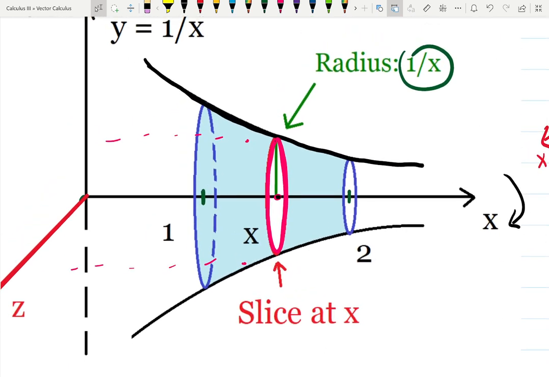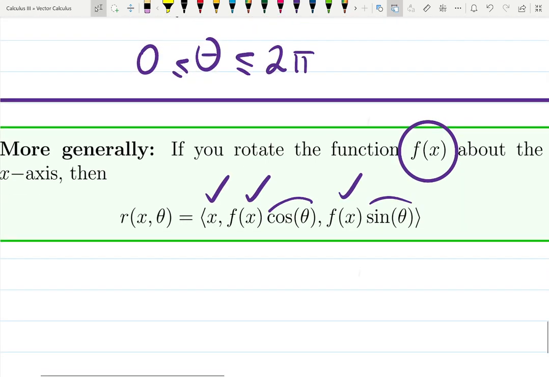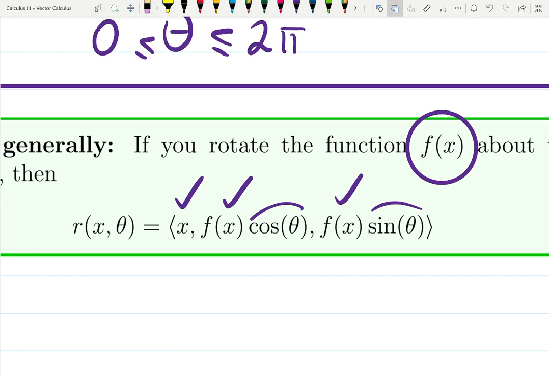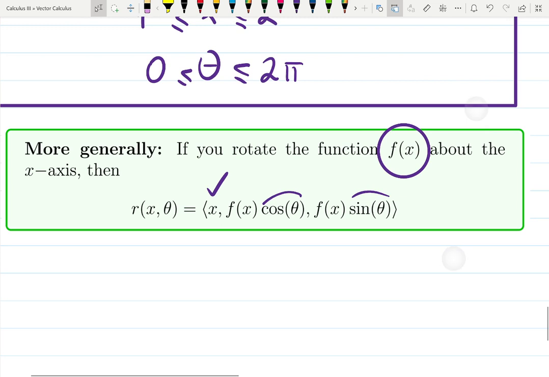It can be literally anything else, maybe an exponential function, and it will look like this, right? Maybe it's some kind of wiggling 1 over sine, right? So that function dictates the radius, and that's why r cosine and r sine becomes f of x cosine and f of x sine. This is a more general formula for how to do it. When you rotate about the y-axis, redo the whole thing using y as a parameter, and so on.